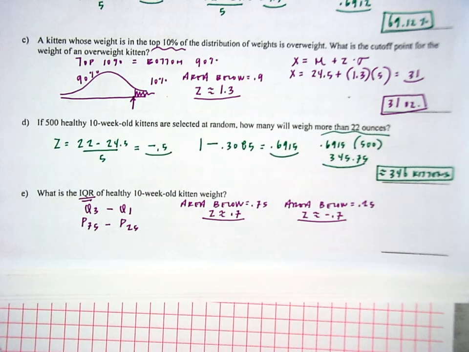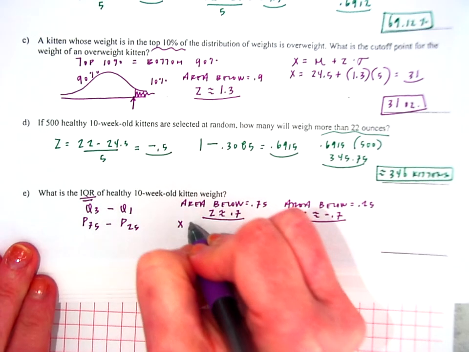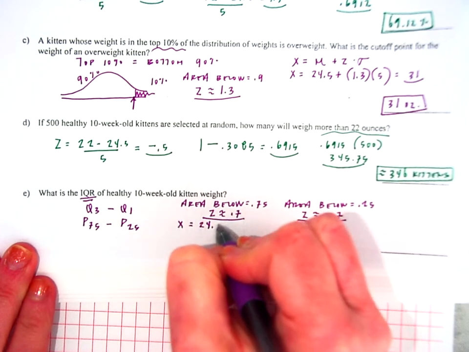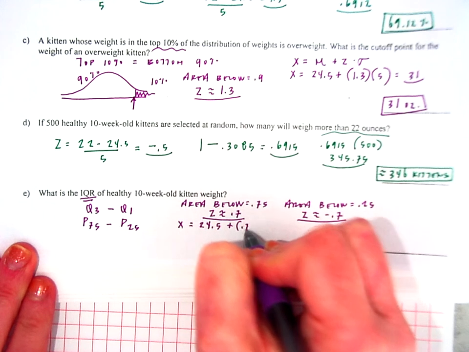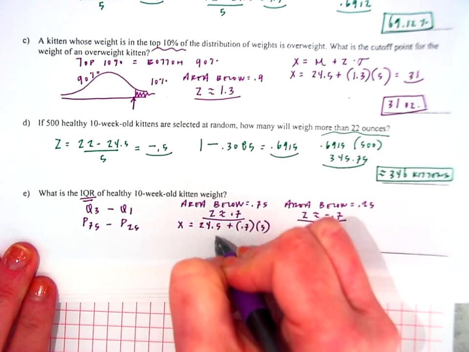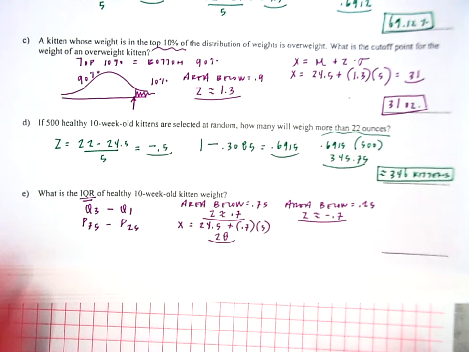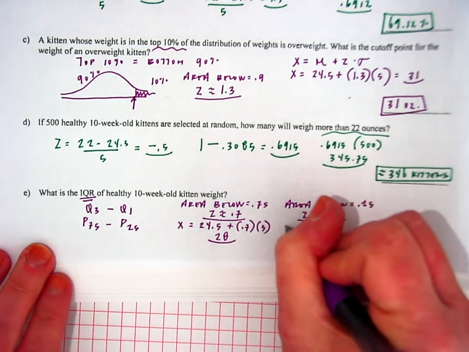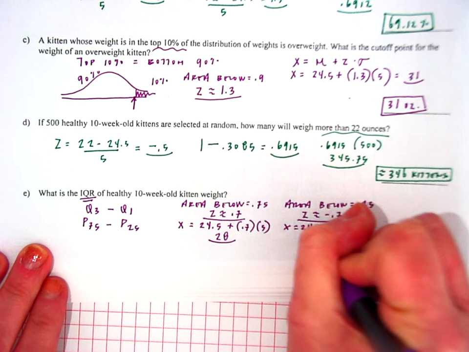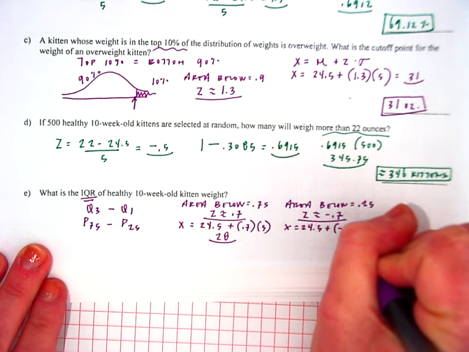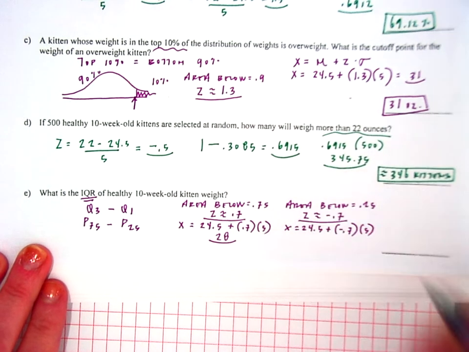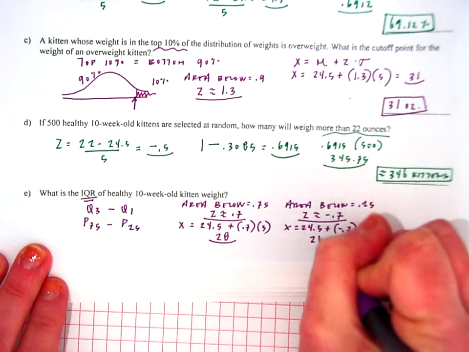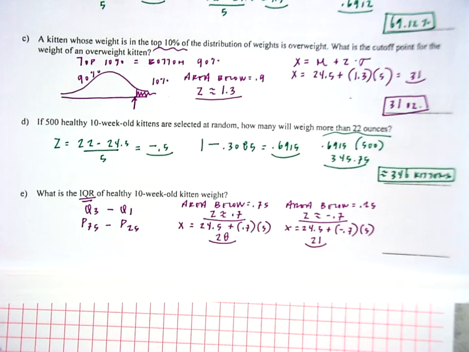So now I need to solve for those two markers. x equals 24.5 plus 0.7 times 5, which gets me 28 ounces. So 28 ounces would be the third quartile, or the 75th percentile. Okay, over here, x equals 24.5 plus a negative 0.7 times 5. That gives me 21 ounces as my marker for the 25th percentile, or the first quartile.